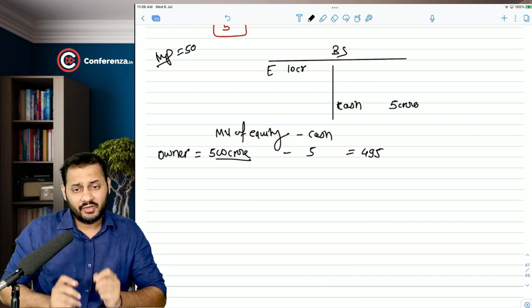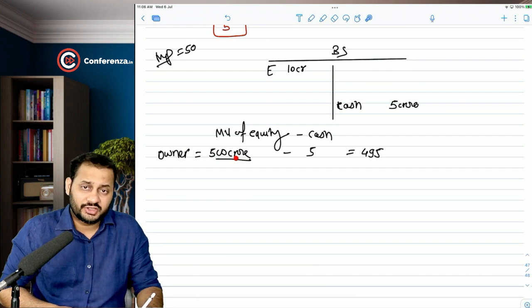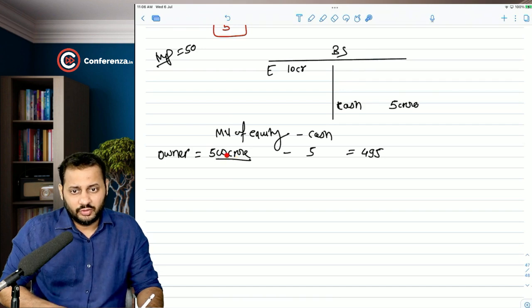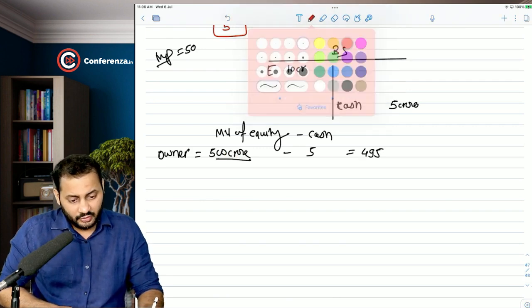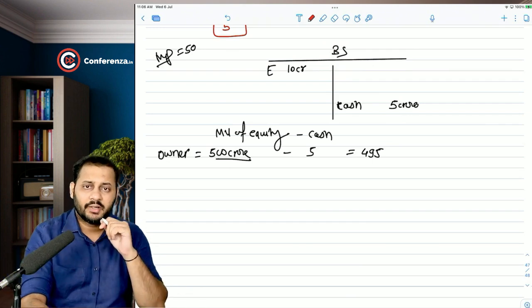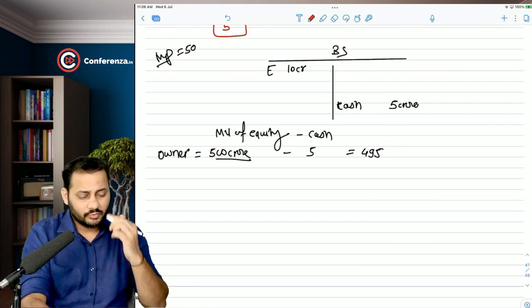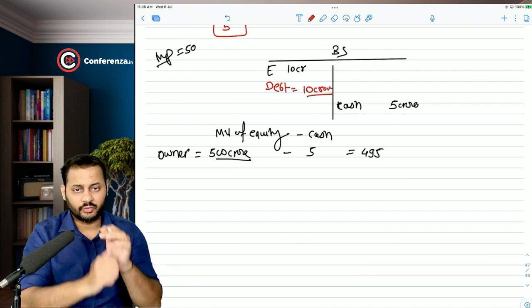So market value of equity does not give you the clear picture of the cost that you will be bearing for this purchase. Although you are paying 500, you are getting 5 back. So the real cost is 495. Now, along with buying the company, you also buy the debt of the company, right? And let's say, for example, in this question, the debt of the company is 10 crore rupees.